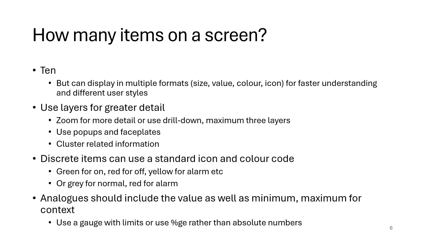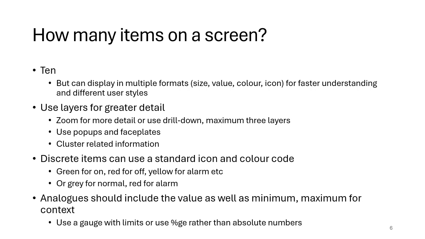For discrete items, you could use a standard icon and color code. As I mentioned, you might use green for on, red for off, yellow for alarm. Just be careful, as I said, some people have different color choices based on what they consider to be safe or unsafe. Another option might be grey for normal and red for alarm. So the important thing is not so much what the colors are, as long as you get agreement from all of the stakeholders that the colors mean the same things.